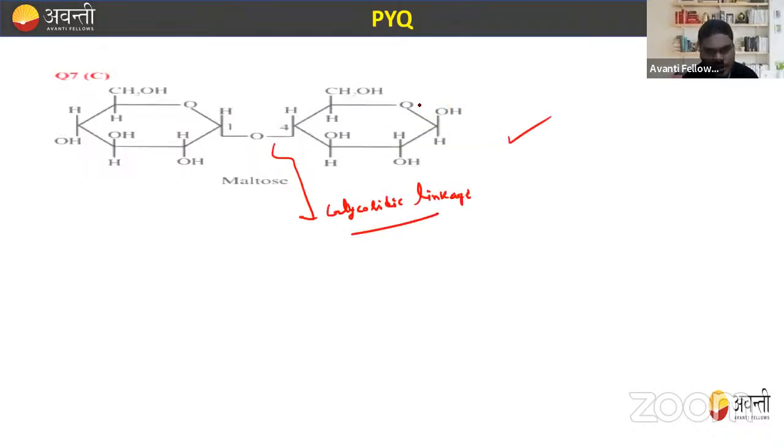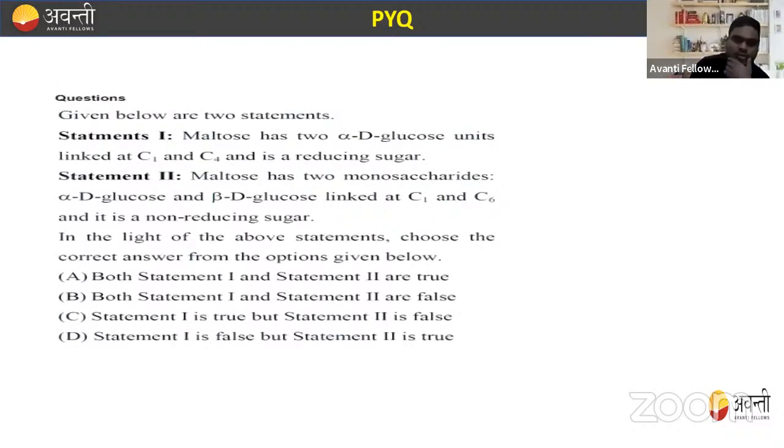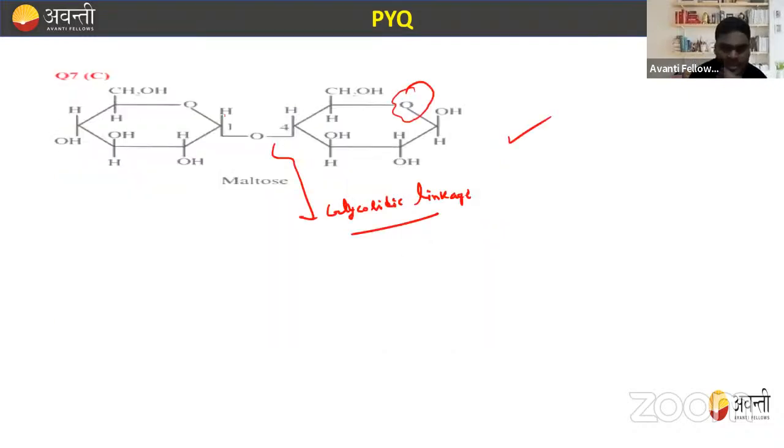So here we can observe that this aldehyde group is free, right? This group is absolutely free. So this one is reducing, and there is a glycosidic linkage between 1 and 4 also. So statement one is absolutely correct, that is, maltose has 2 alpha D glucose units linked at C1 and C4 and is a reducing sugar. Why is this a reducing sugar? Because it has a free aldehyde group, right?